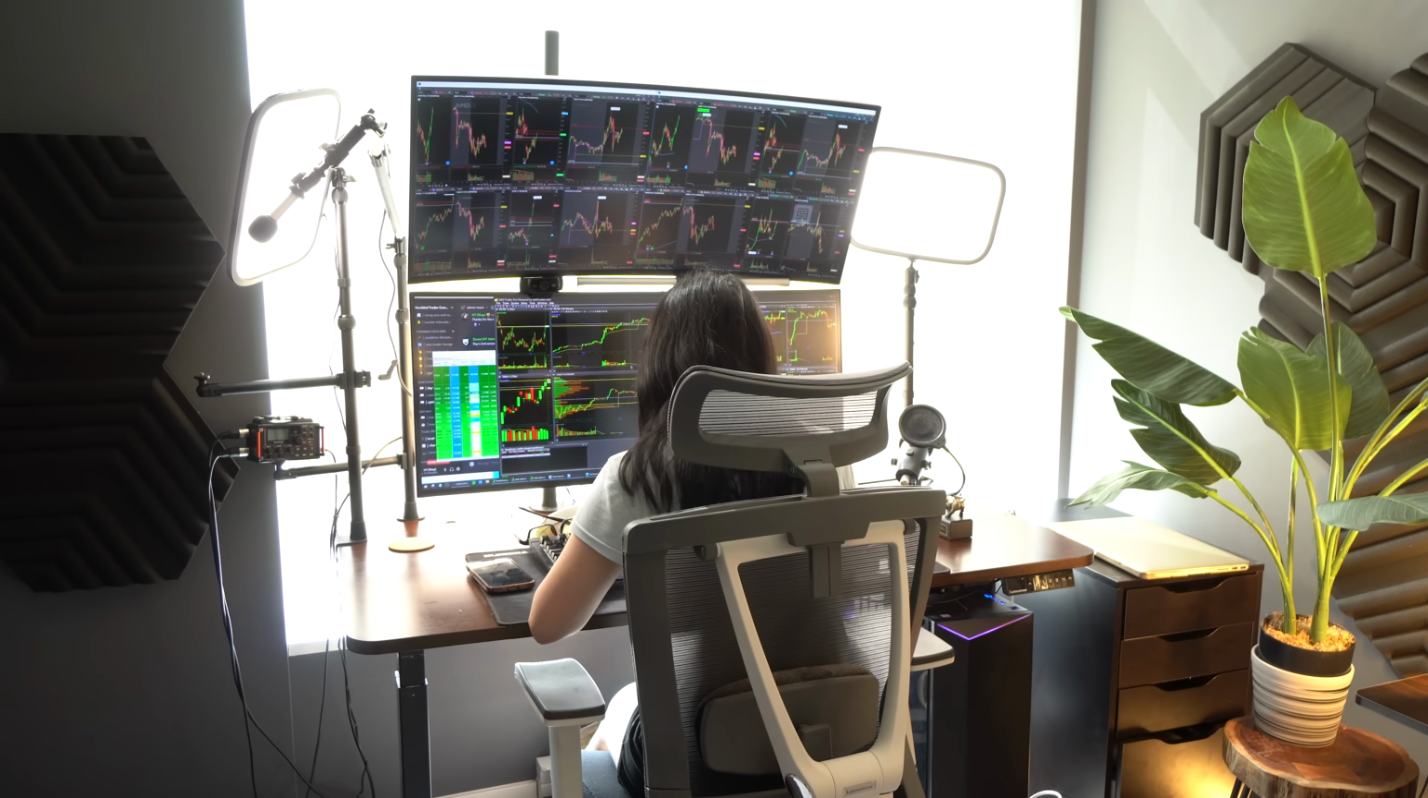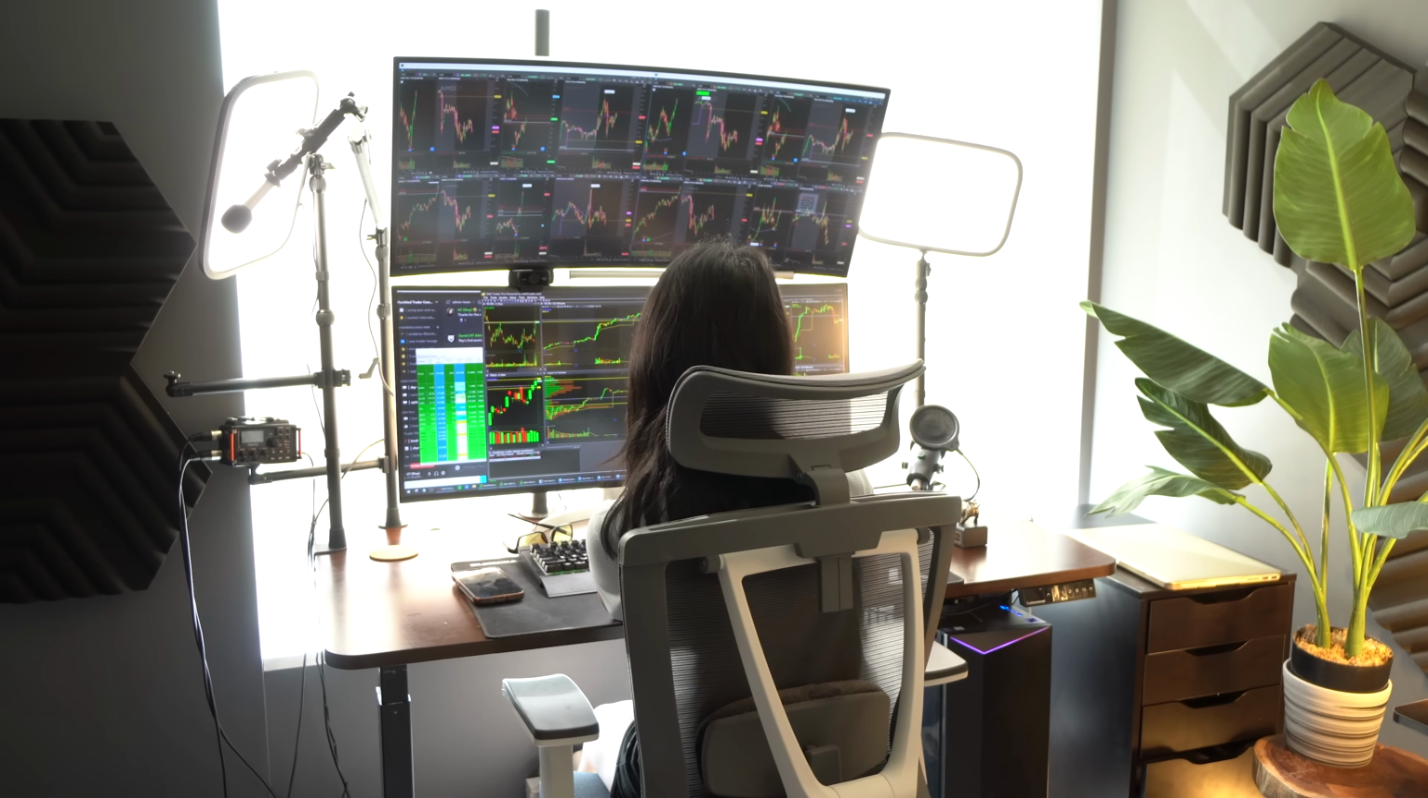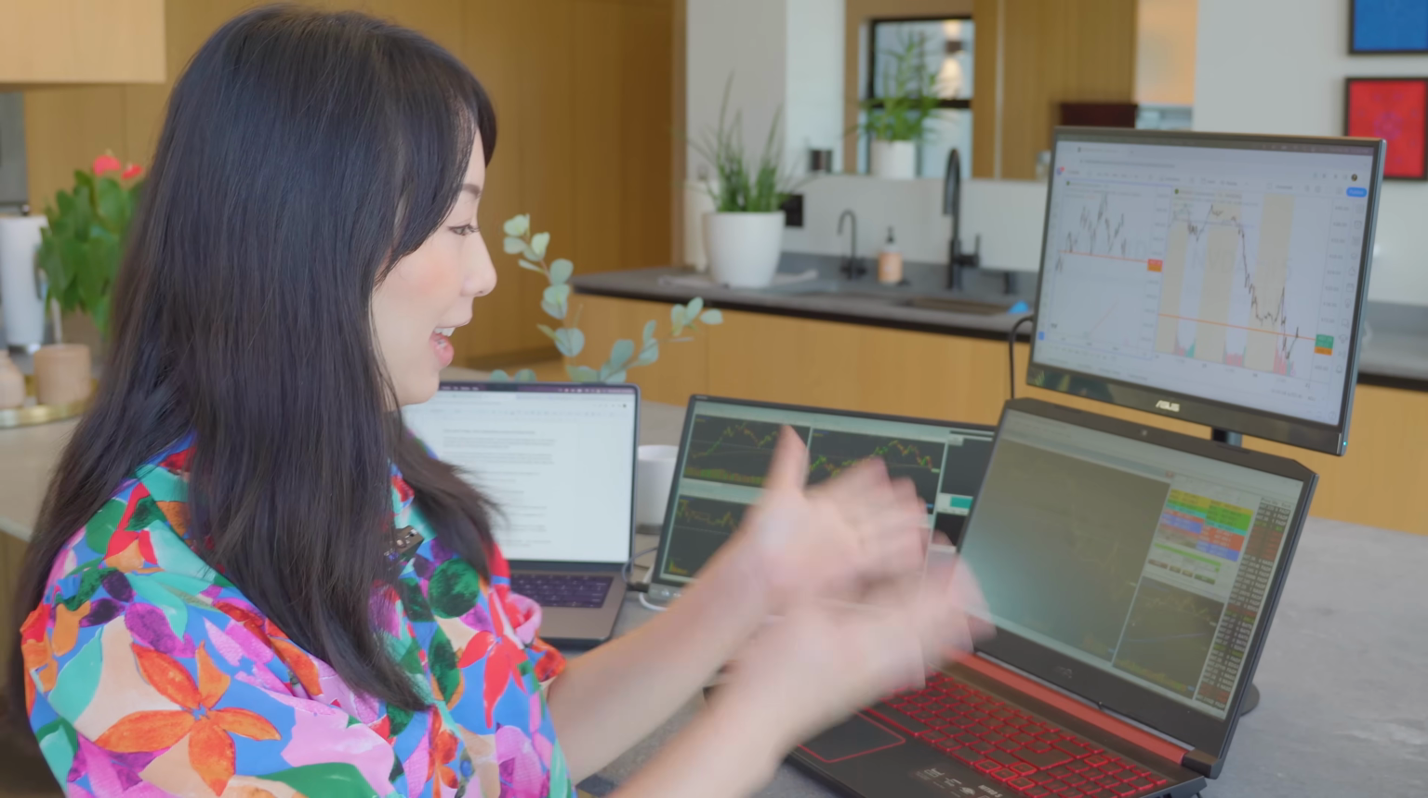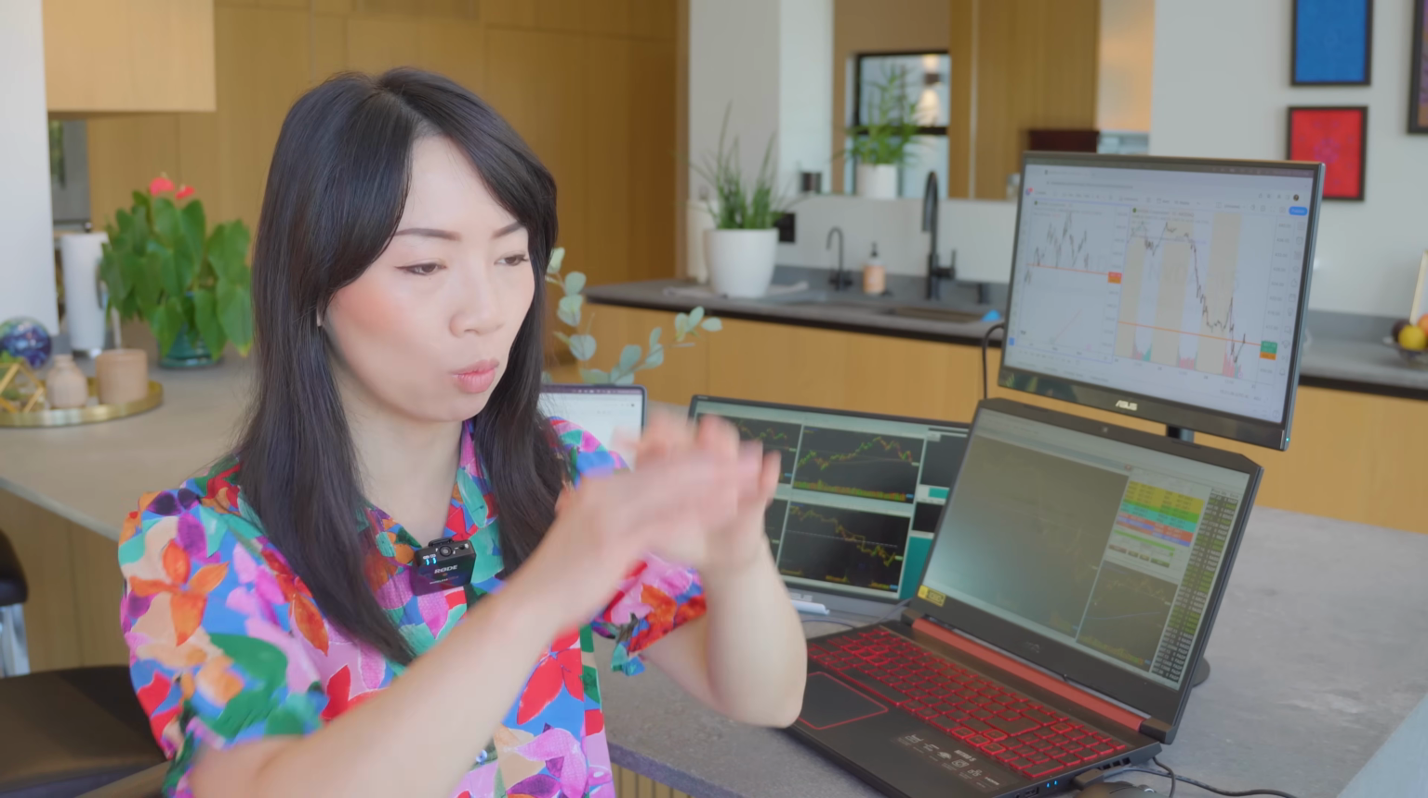As you can see, I'm not in front of my usual trading setup at home today. I'm traveling currently in Los Angeles, and this is my essential travel trading setup. I know there are people out there who can trade with just one laptop on the go, but I personally cannot do that. As a price action trader, I need a minimum of 3 screens on the go with me.